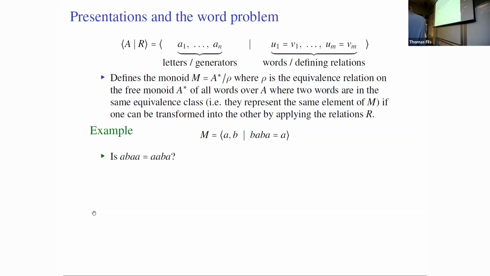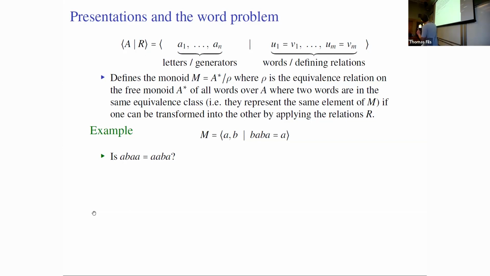Fine. So let's have a look at a little example where I just have a single defining relation. We've got A and B as the generators, and the relation is BABA = A. And I'm going to ask you some questions. This is my interactive slide. So, question: in this monoid, is ABAA equal to AABA?